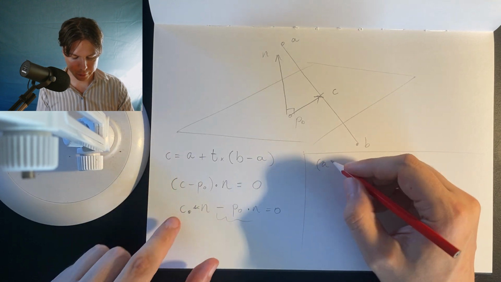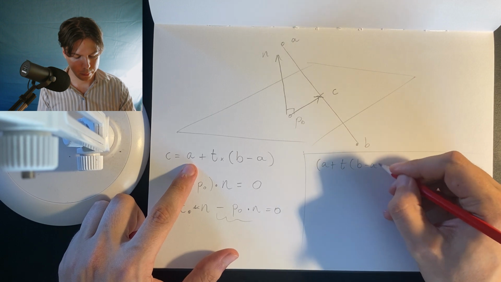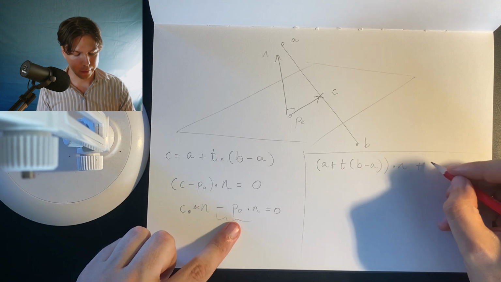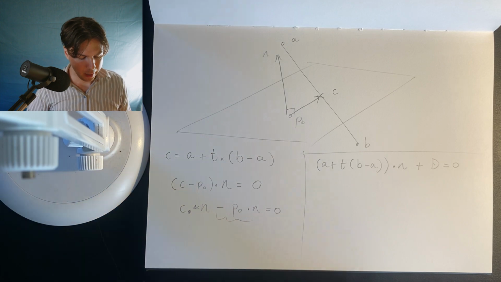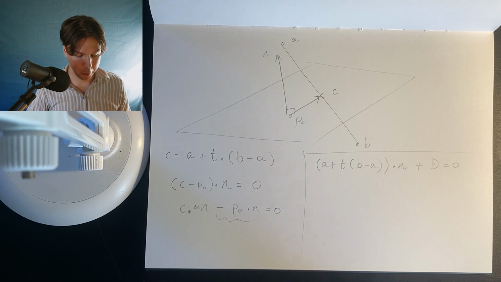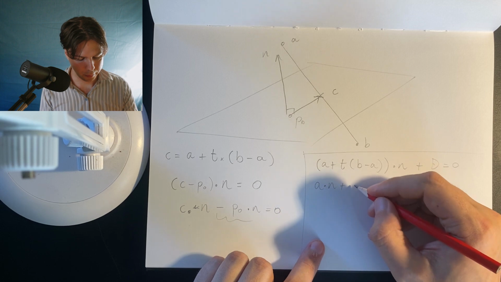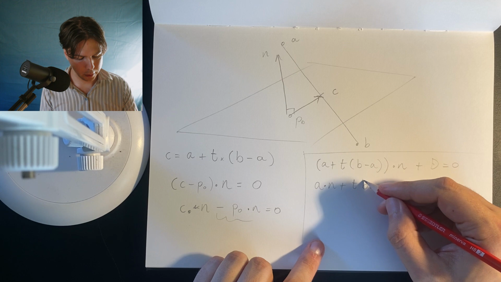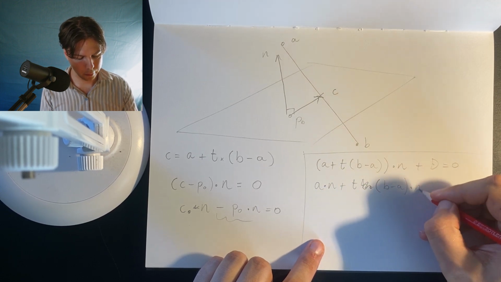Because we have that C is equal to A plus T times B minus A. But then we can say, well, this is the D of the plane. Okay, and then we will just start expanding this even further. So we have A dot with N plus T times B minus A dot N.